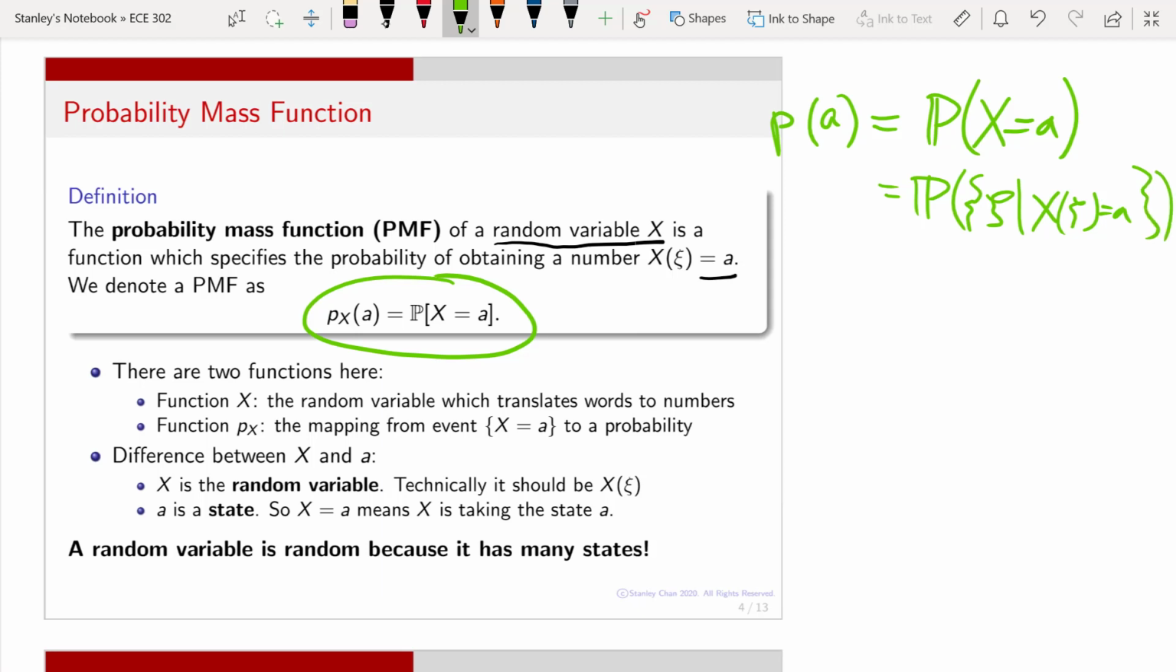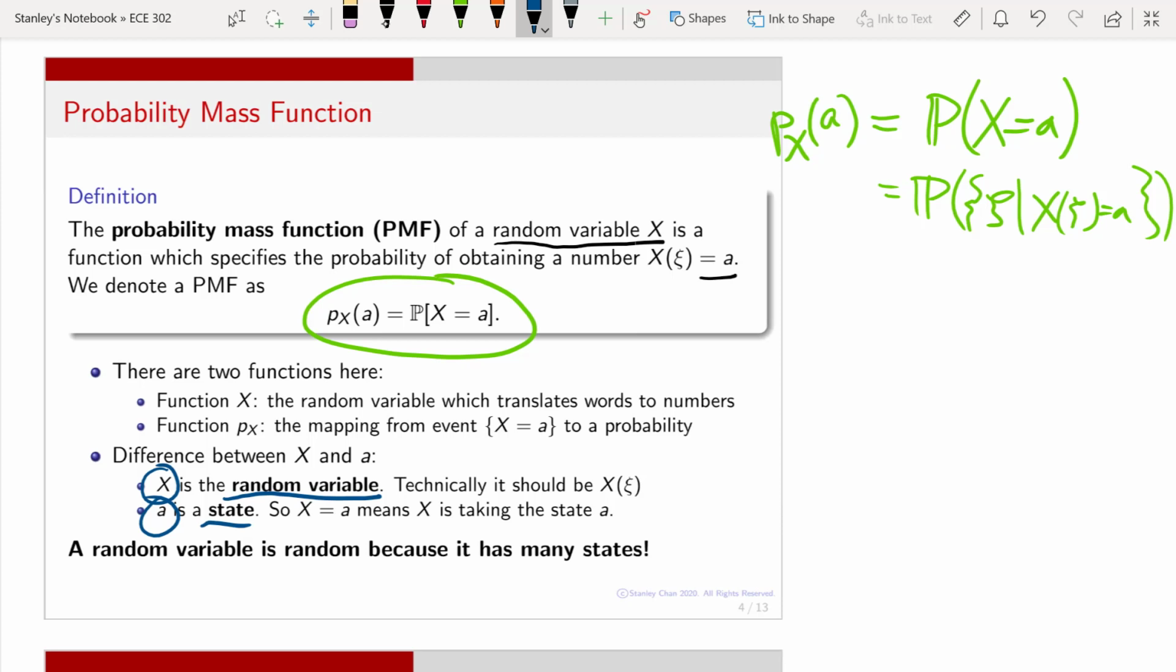All right, so now I also want to be explicit about which random variable I am looking at, and so I put an X on the left-hand side of the small p notation. So how do we understand that? It is important to realize the difference between this X and also the a. Here, this X refers to the random variable, and this a refers to a state.